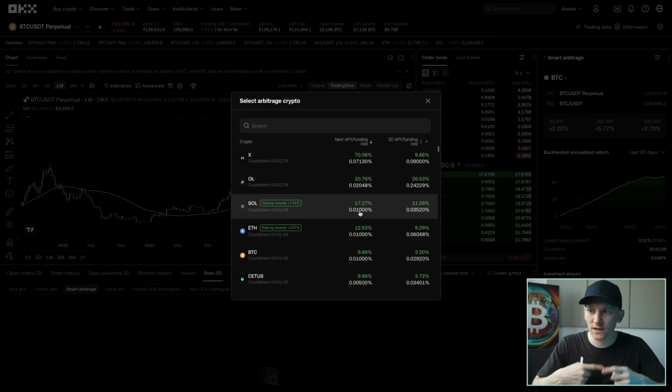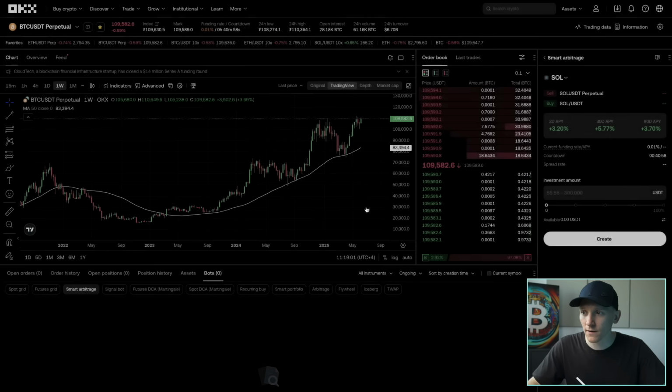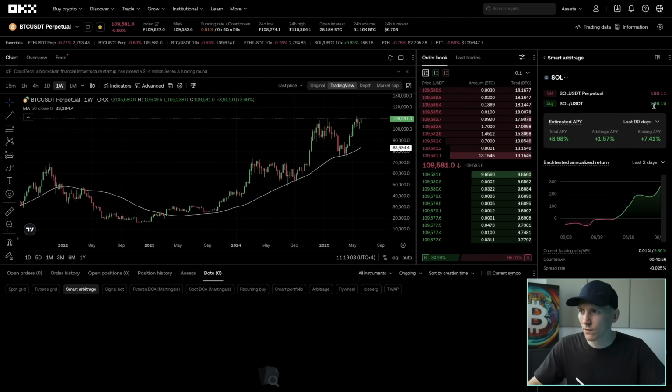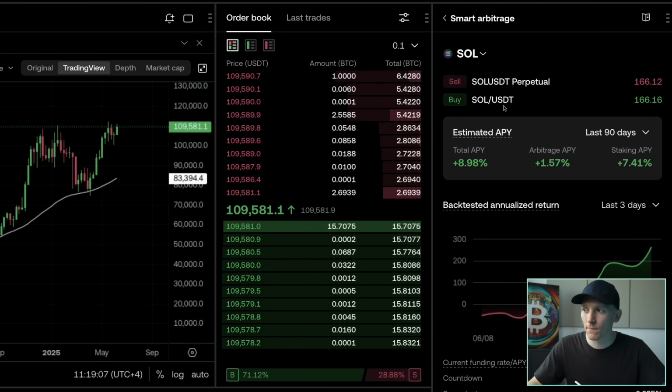The funding fee is exchanged every few hours on platforms. So once you put the money into this trade, wait for a few hours, and you should be starting to earn the funding fee from that. So let's look at Solana then, because it's 17%. On the right-hand side here, it just tells you exactly what's happening. You are buying in the spot market, and you're selling in the futures market.